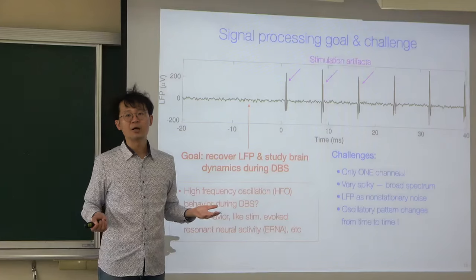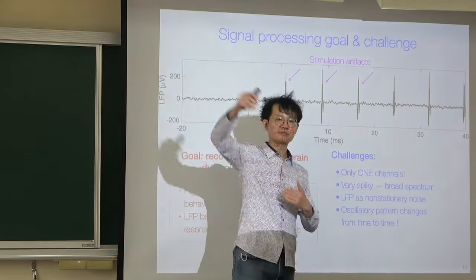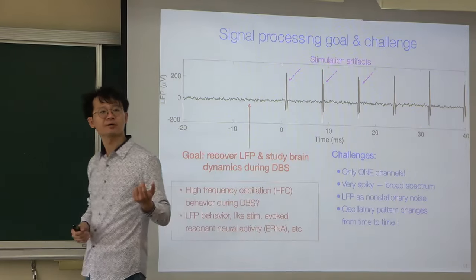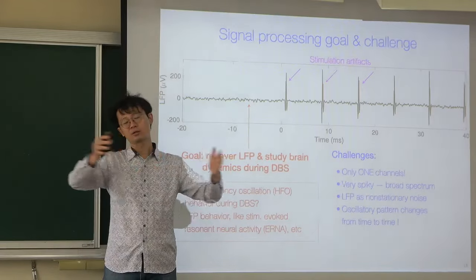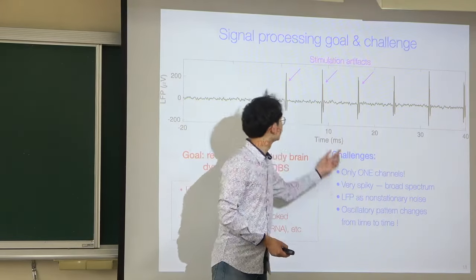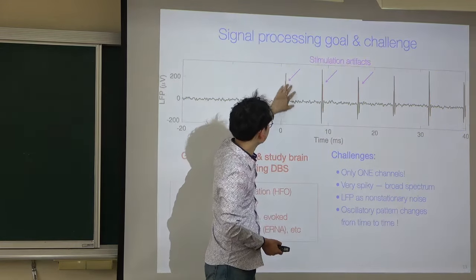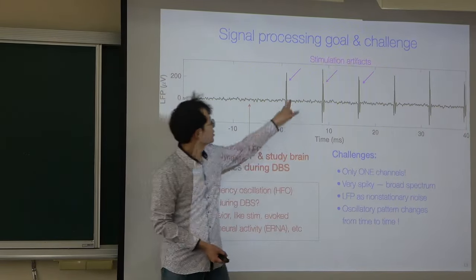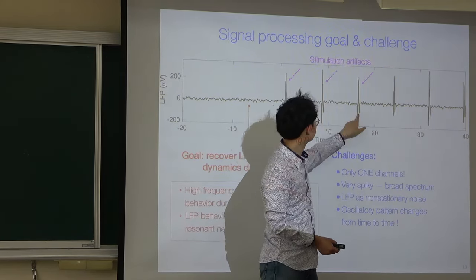So the traditional ICA cannot help. And as you can see, it's very, very spiky, so the spectrum is very, very broad. And the local field potential itself is actually non-stationary. It behaves like pink noise because it's a brain wave. It has a very strong long-range dependent structure. How do we study this kind of signal as noise, because we want to recover the stimulation artifact? So the local field potential can be viewed as noise. And the oscillatory pattern, as you can visualize by eye, changes from time to time.